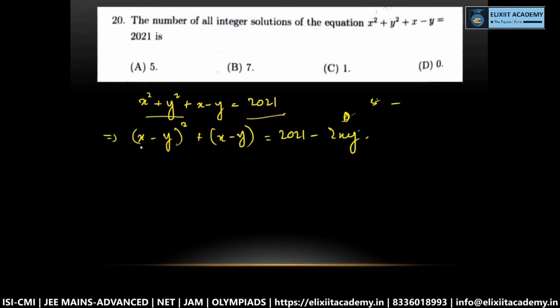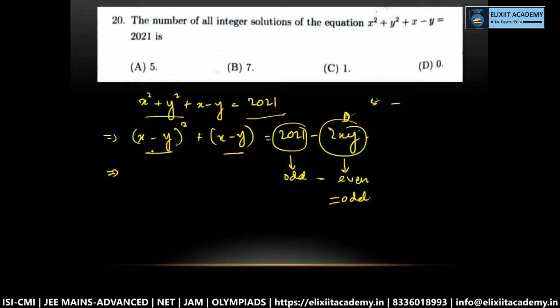See, here we have (x minus y) whole square and here we have x minus y. And 2021, you know that this is an odd number, and this is an even number. 2 into something is even only. Odd minus even is odd, right? So basically in this case, this is even.